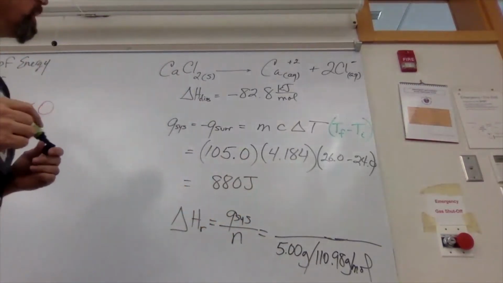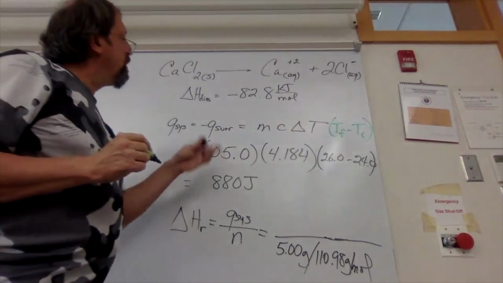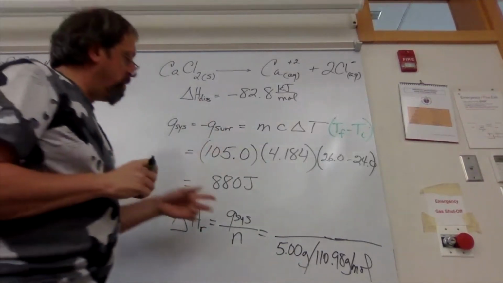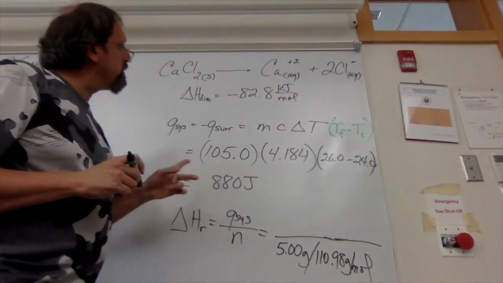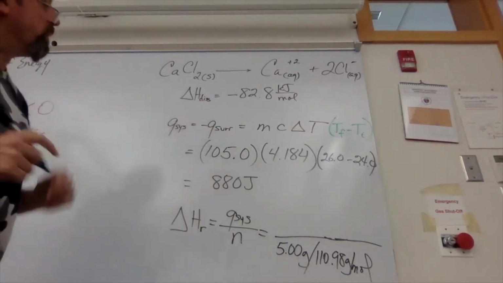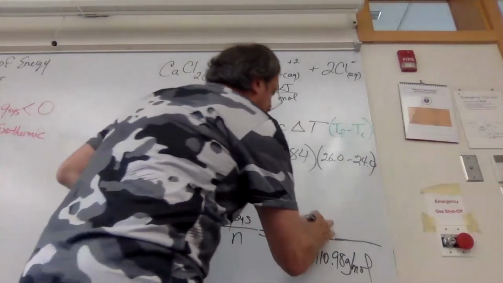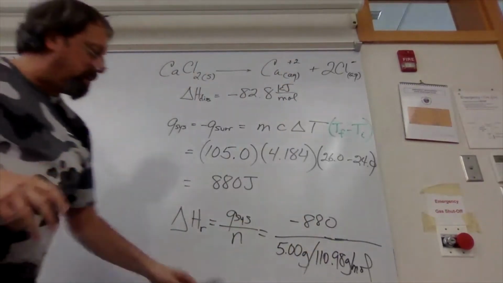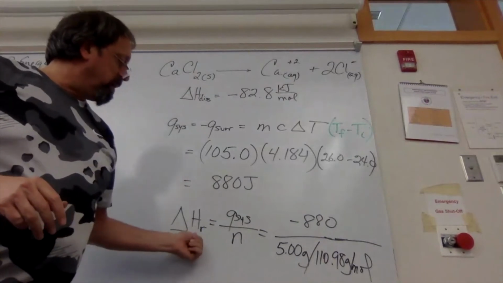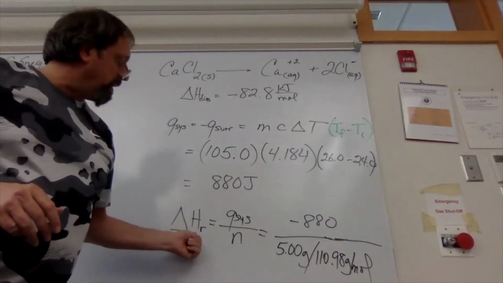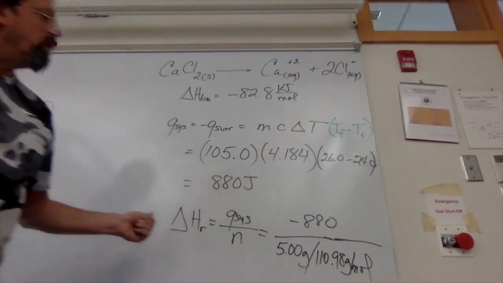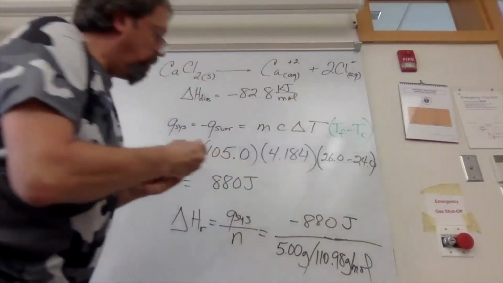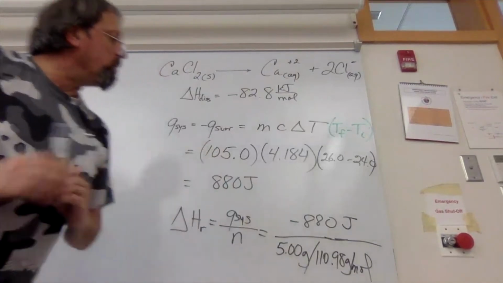of heat that was released to the surroundings. Now, for the system, we're going to switch signs here, because of the minus Q. So we're going to say it's minus 880. This ensures that the delta H is going to be negative, which makes sense because all reactions with a negative delta H are exothermic. So minus 880 joules over the number of moles of calcium chloride.